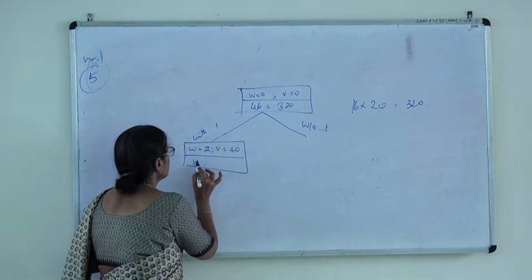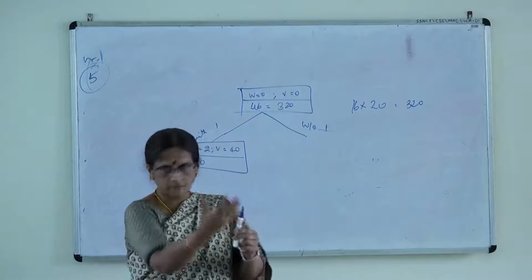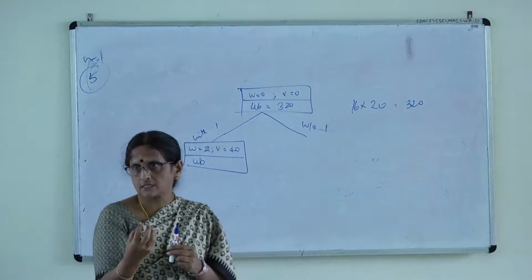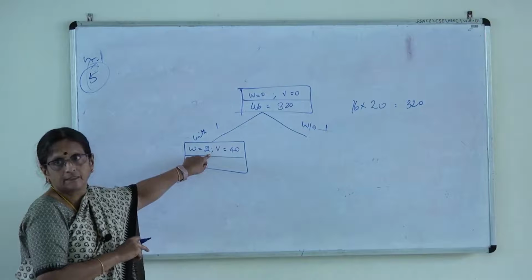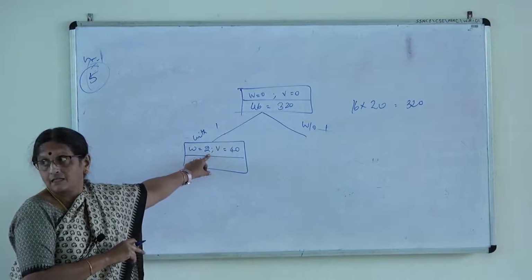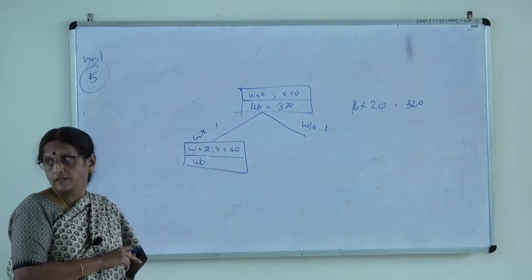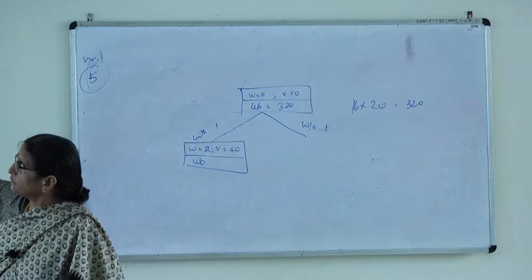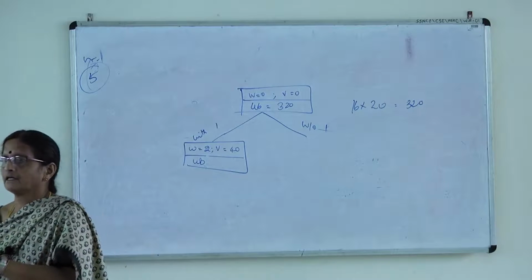Now you have to recompute the upper bound because you are committed to item 1. You have taken it. Item 1 is fixed. So what is the remaining space in the capacity? The remaining space in the knapsack? 14. Okay. So the weight is 2, total capacity is 16, 16 minus 2 is 14.